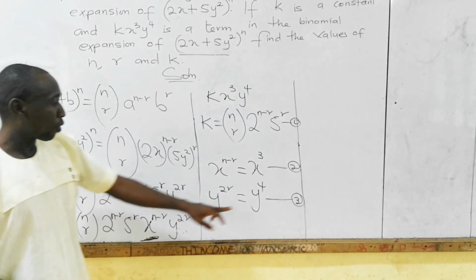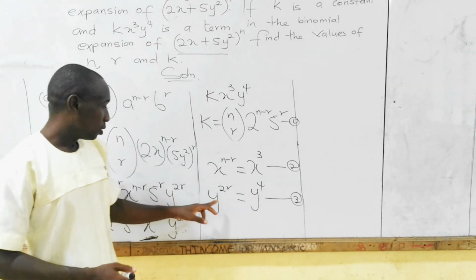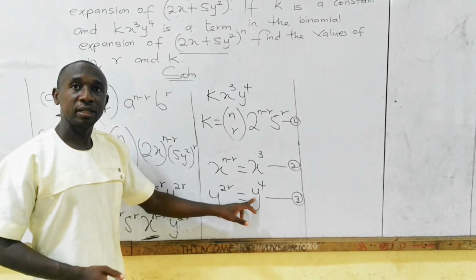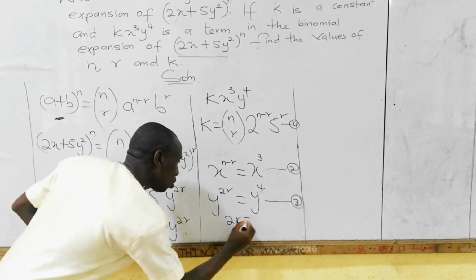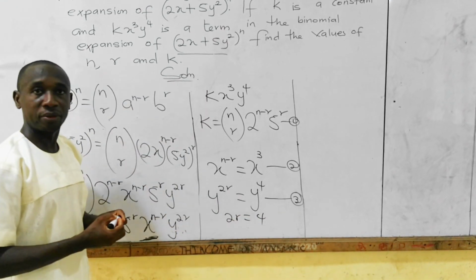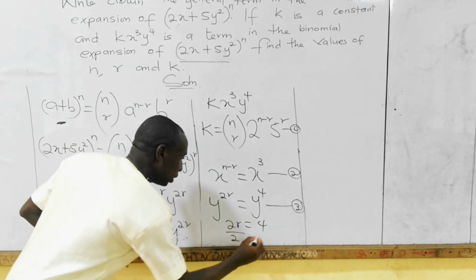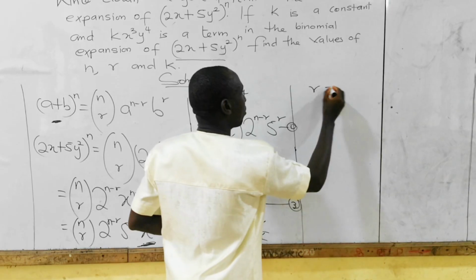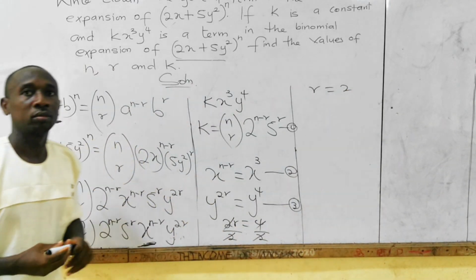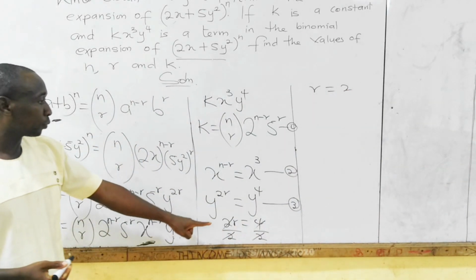Okay, so from equation 3, once we have the same base, we can equate the exponent. And so it becomes 2r equals 4. That is from equation 3. Divide both sides by 2, and these two will cancel that, these two will cancel that. And so we have r equals 2.